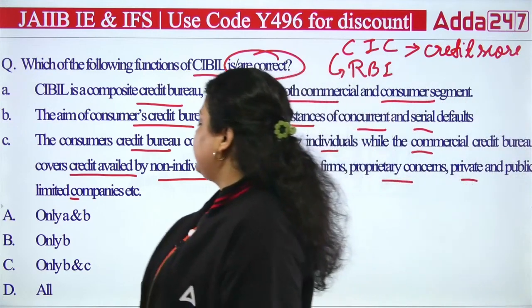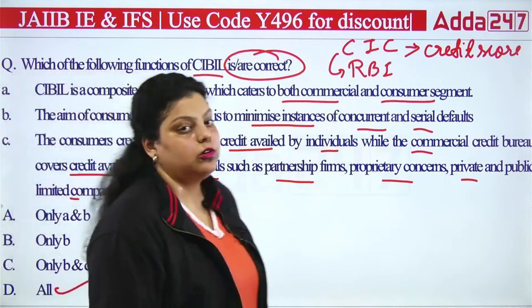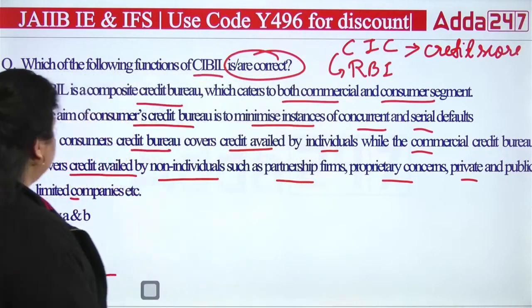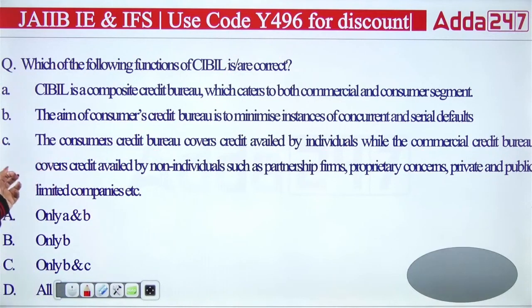And the right answer is actually here, all of the above. All are the functions which are correct about the CIBIL, which are written here. And the CIBIL score is of 3 digits, that is 300 to 900. Okay, so the right answer will be D here.